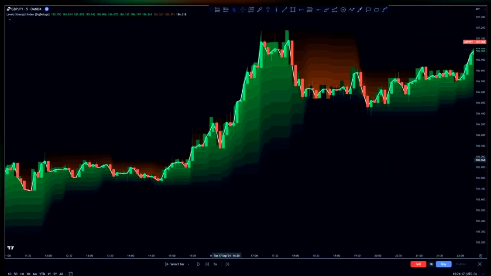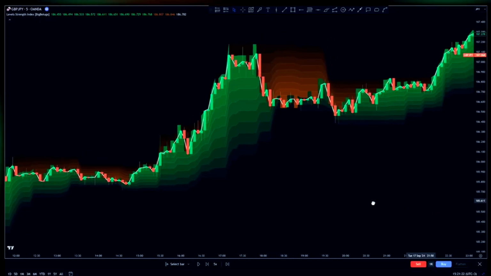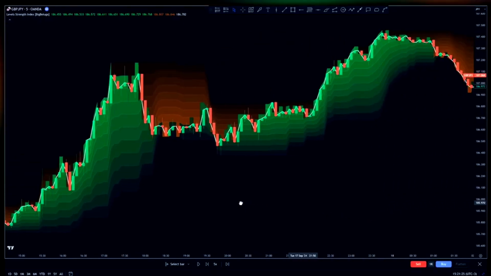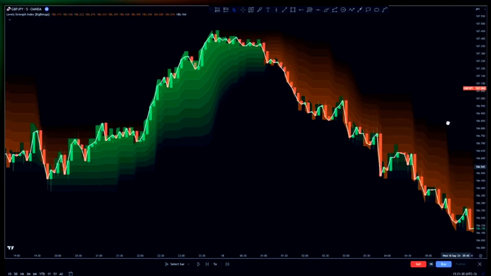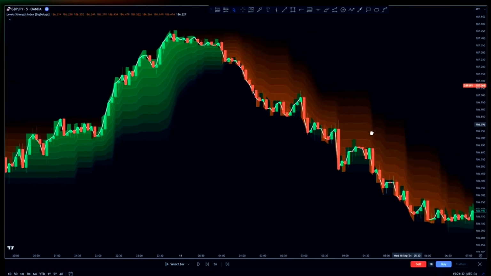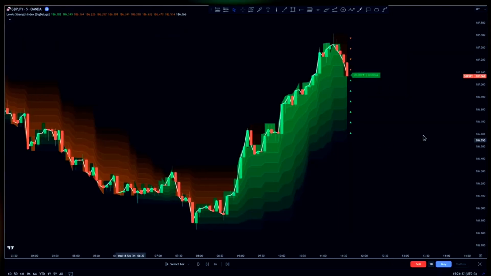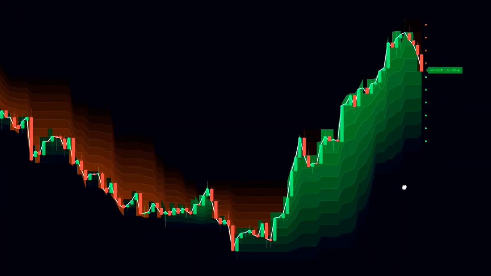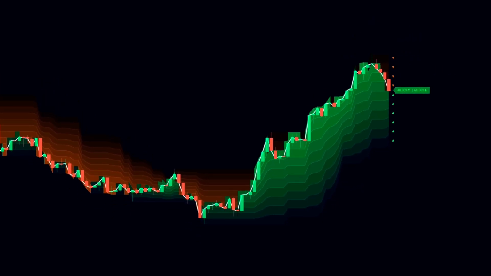Now you might be asking, what exactly does this indicator do? Well, the Levels Strength Index by Big Beluga is a trading tool designed to help traders evaluate market strength and momentum by analyzing price positions relative to predefined levels. As you can see, it's a pretty straightforward indicator, made up of a few key components.